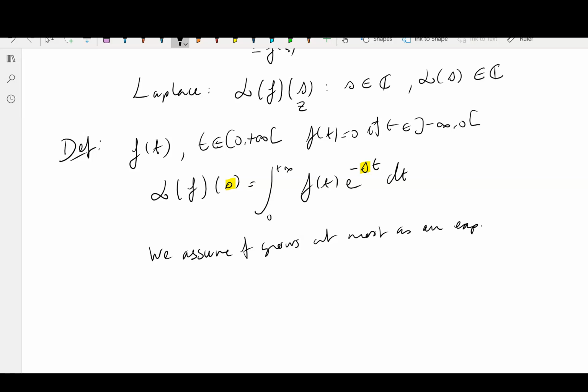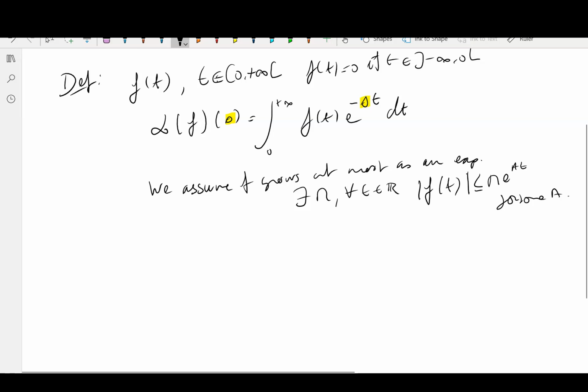Why? What does that mean? It means that there exists some value such that for all t in R, or at least for t big enough, because what's happening for small t doesn't matter in terms of convergence, f is smaller than M exponential A t for some A. It has at most some exponential growth, so that in the end the limit as t tends to infinity of f of t times e to the minus zt, in terms of modulus, tends to 0.